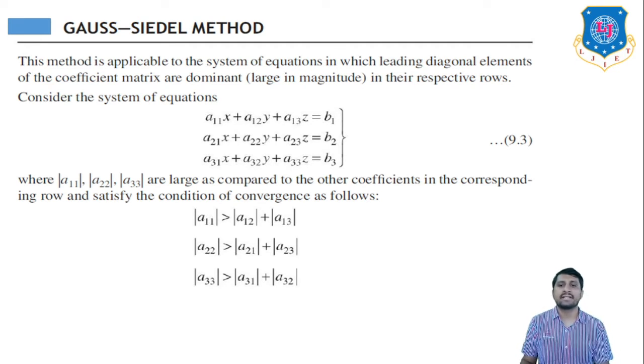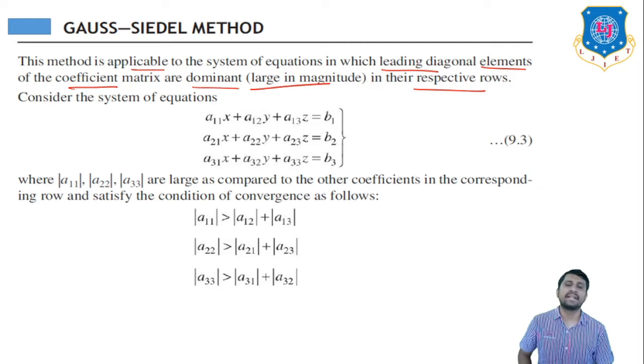So here you can see that again this method is applicable to the system of equations in which leading diagonal elements of the coefficient matrix are dominant. The same condition must happen which we discussed in Gauss-Jacobi method, large in magnitude in their respective rows. That means suppose we have three equations and three variables, a11x plus a12y plus a13z equal to b1. So the first condition: the modulus value of a11 strictly greater than modulus value of a12 plus a13.